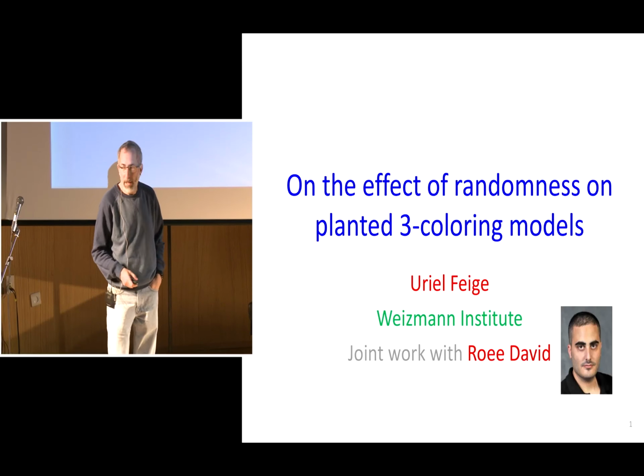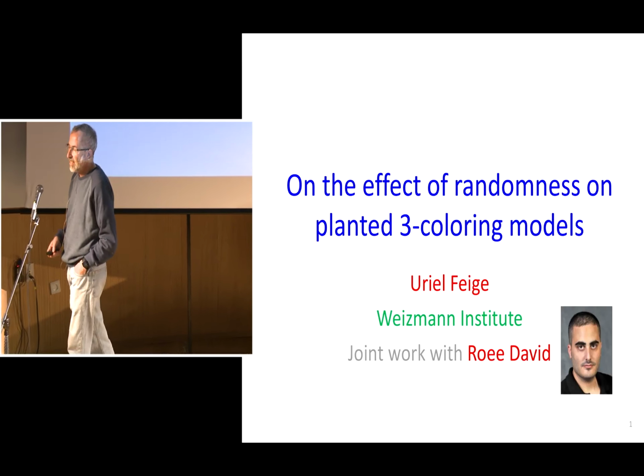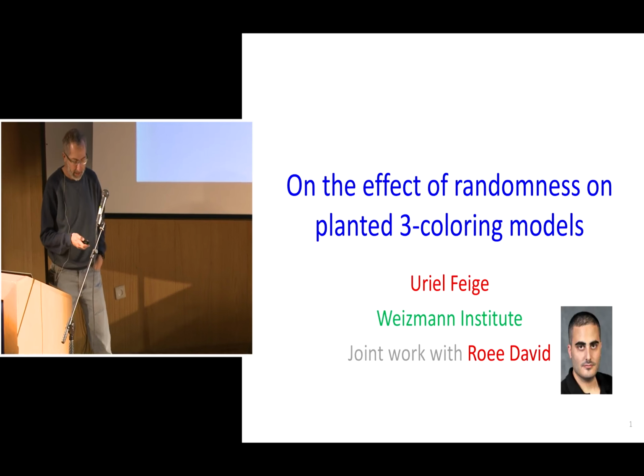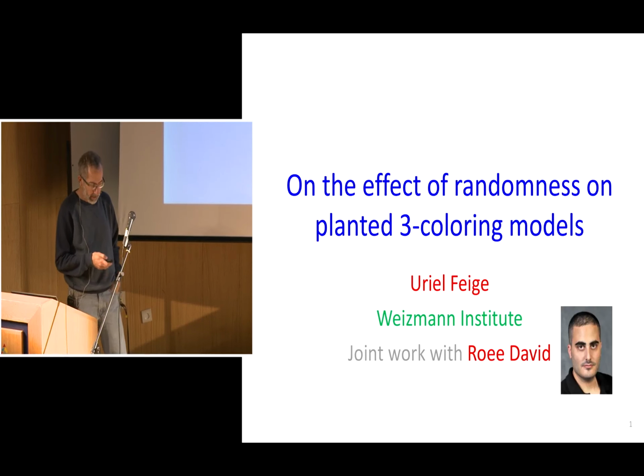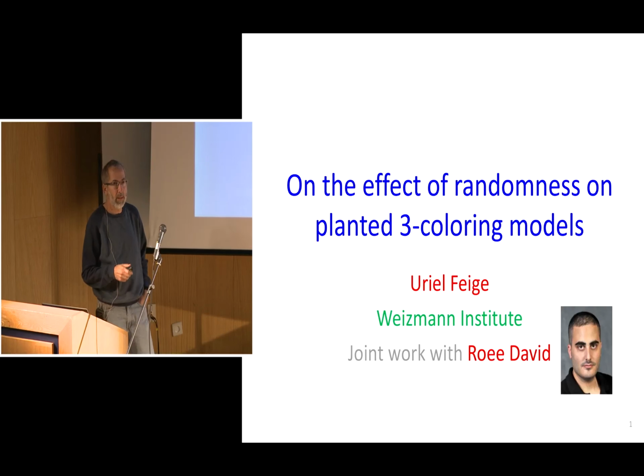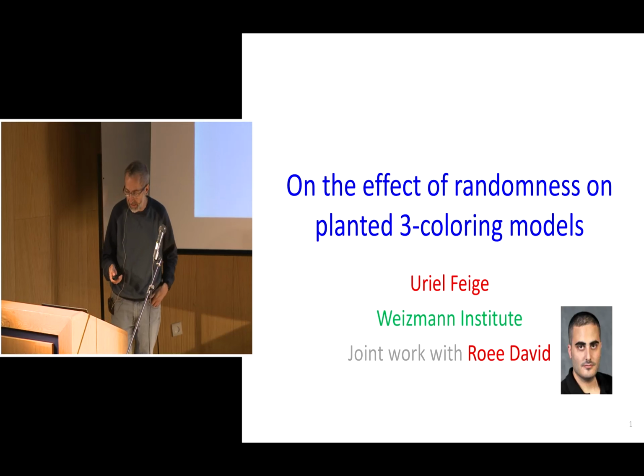Okay, so the problem that we will be concerned with is that of three coloring of graphs. So the input is a graph, and the legal output is a coloring of the vertices of the graph by three colors, such that no edge is monochromatic. Every edge, the two endpoints have different colors.